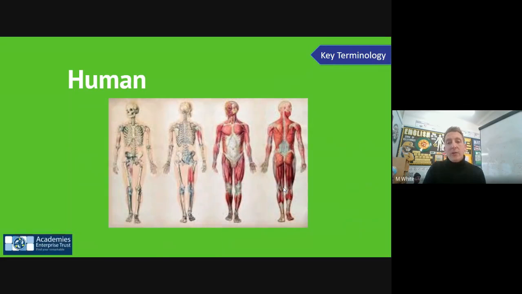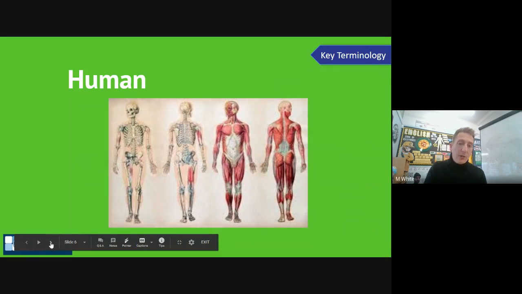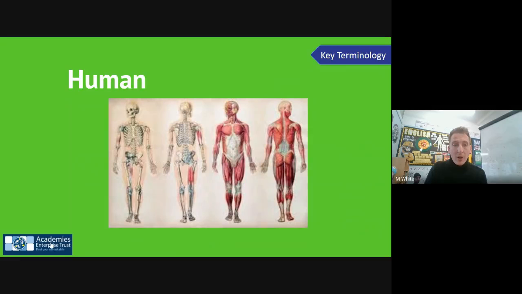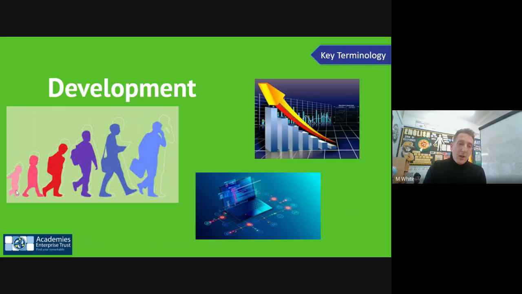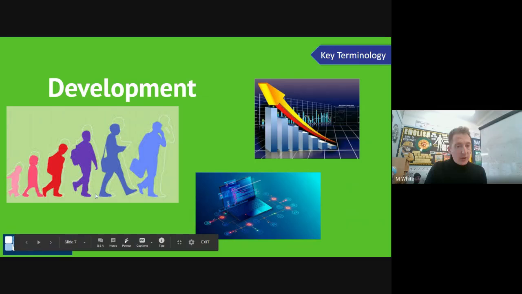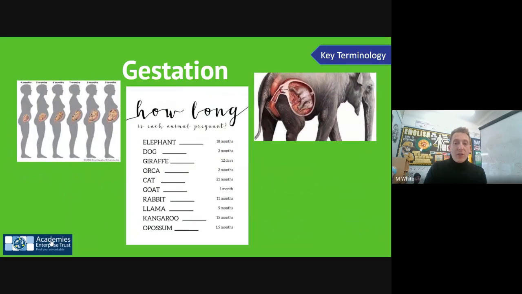Some of the key words and terminology that we'll be using throughout this session: human, so you've just got there the basic anatomy of a human, some bones and muscles there. Development, so those are the different stages throughout their life. So here we can see obviously a toddler all the way up into a grown adult, whose laptop has evolved throughout his life as well, by the looks of it.